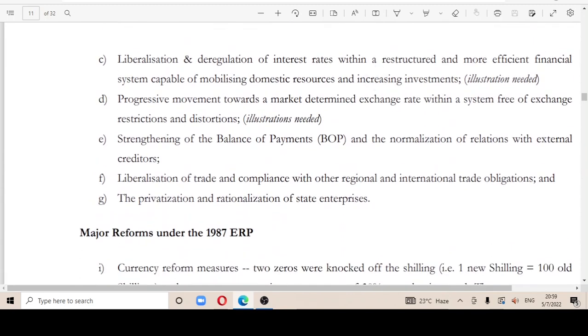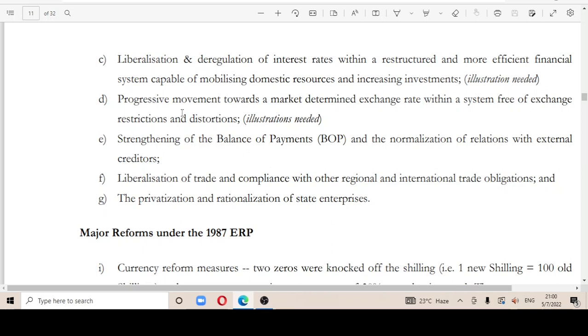Then we are looking at the liberalization and deregulation of interest rates. These are the rates at which people borrow money, which are determined by the market forces of demand and supply. Then there is the progressive movement towards a market-determined exchange rate within a system free of exchange restrictions and distortions.